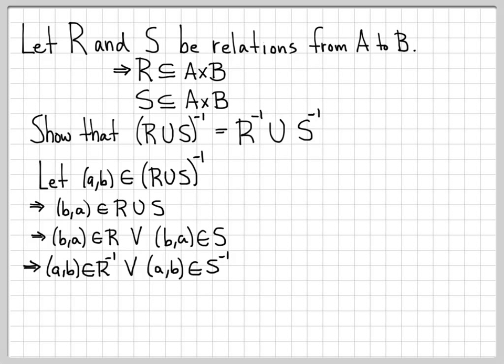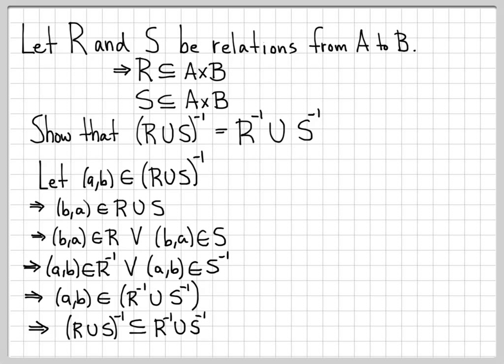And then finally, this is just the definition of union again, right? Anytime we have ORs, instead of A comma B in R inverse or A comma B in S inverse, that's equivalent to A comma B being in R inverse union S inverse, just by the definition of the union. So we've established that A comma B is in R inverse union S inverse. So we've shown that the inverse of R union S is a subset of R inverse union S inverse. So that's the first half of the proof.